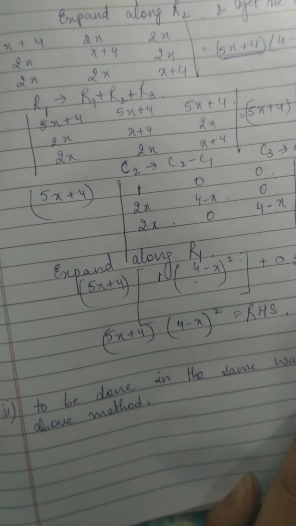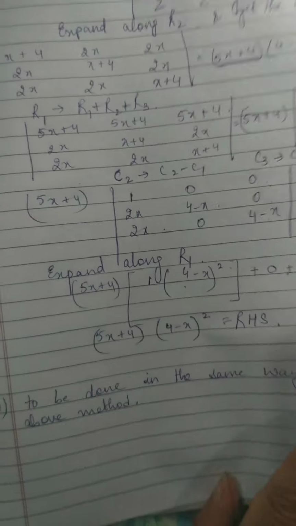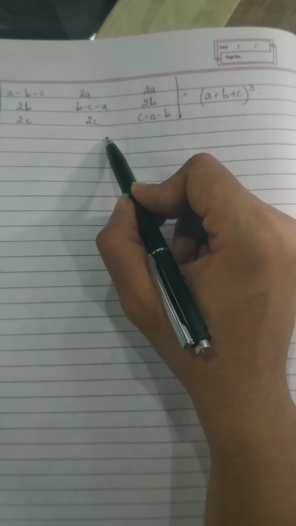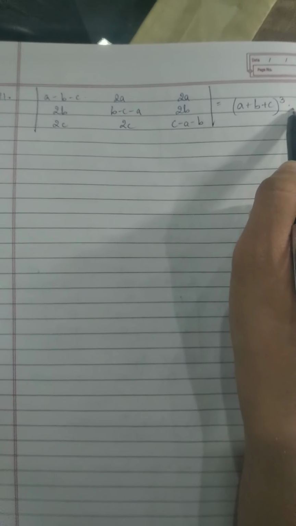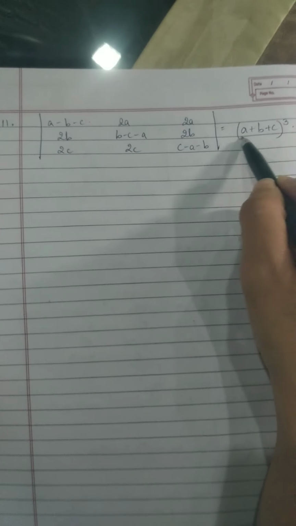Next, the second part is to be done with the same method as above. Moving on to question number 11. Too simple. We have to prove that the determinant value of this is equal to a plus b plus c whole cube. Okay. Now, the hint is that we must get a plus b plus c on applying some particular property. And what is that property?